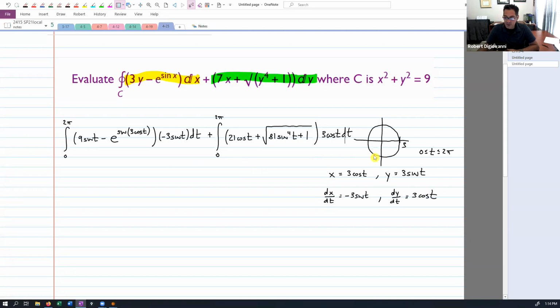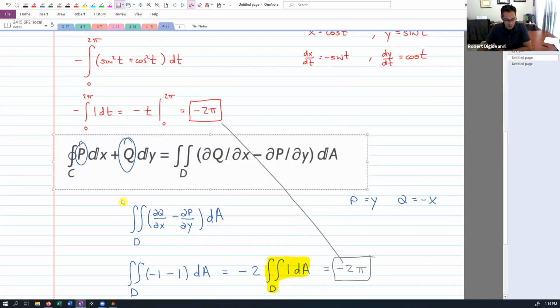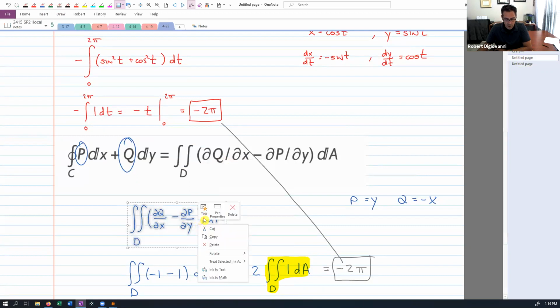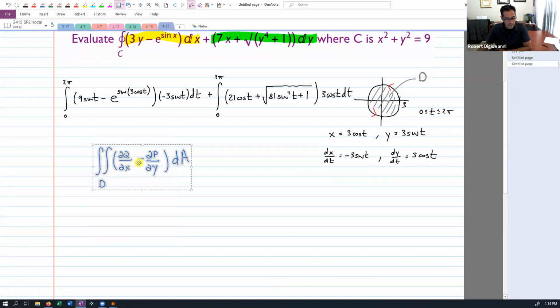But because this is a closed curve, because it's positively oriented, I can look at the region that it encloses, D, and I can do the double integral over that region of the partial of Q with respect to x minus the partial of P with respect to y. So I can bring this formula in again. I'll just do this. Are there any questions? Can I use this instead?